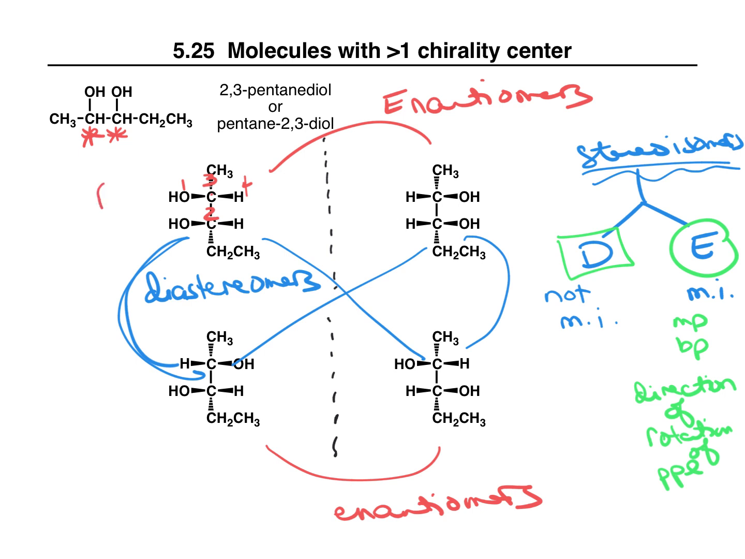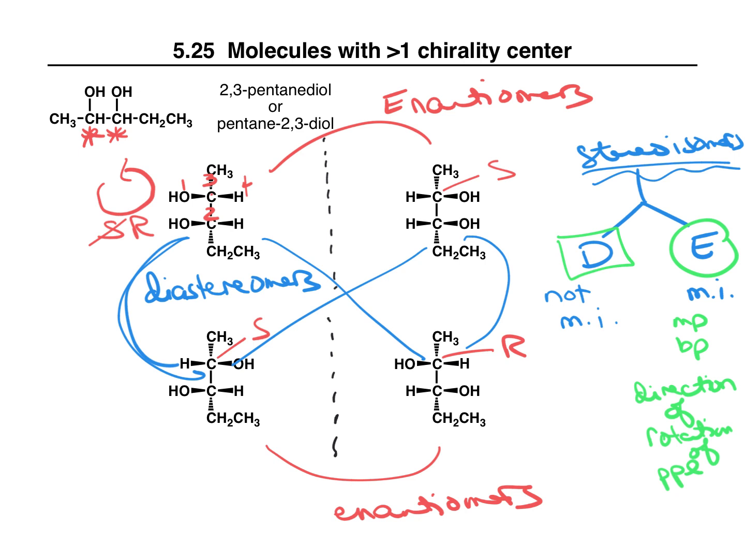We are moving 1 to 2 to 3 counterclockwise, which would be S, but because our lowest priority is forward, we flip the assignment, so the top carbon is R. So over here, this one is also R. This one that has the opposite configuration, that's S, and this one is S.